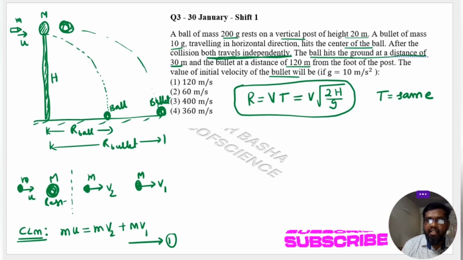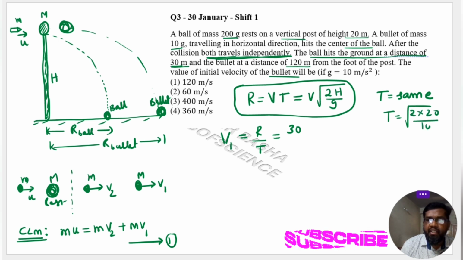So from there we indirectly get the velocities. The velocity of the ball, which I have taken as v1, is range divided by time of flight. The ball hits the ground at a distance of 30 meters, divided by the time of flight. Let me calculate here: 2 into height is 40, and taking g as 10, I get the square root of 4, that is 2 seconds. So v1 is 15 meters per second.